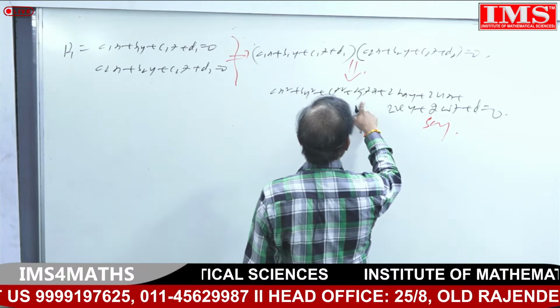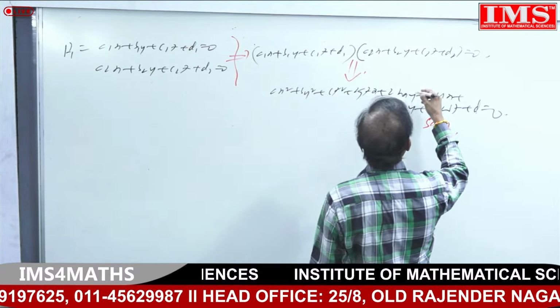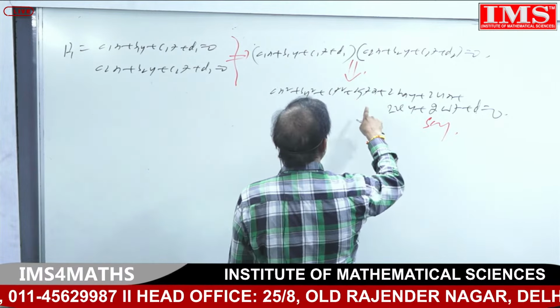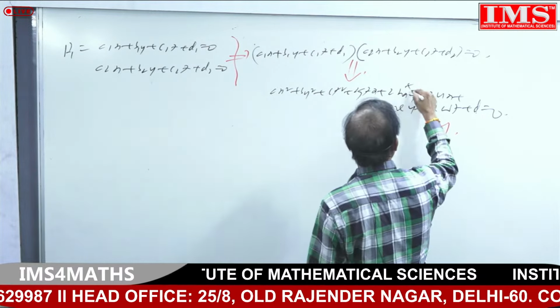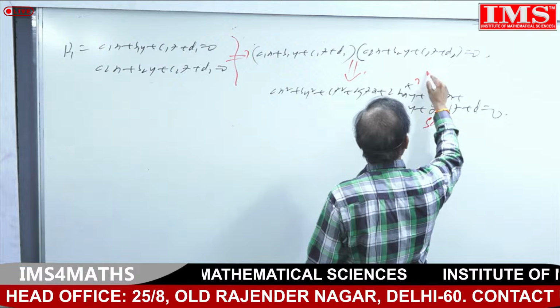xy, zx, xy, okay. 2gzx, 2hxy, 2fyz, okay.